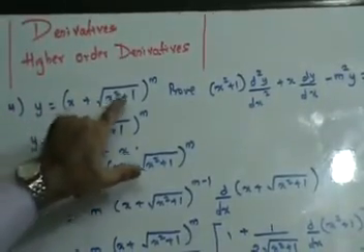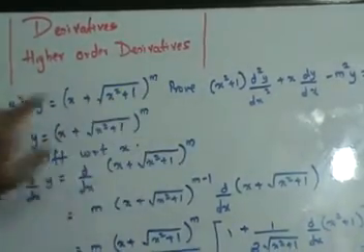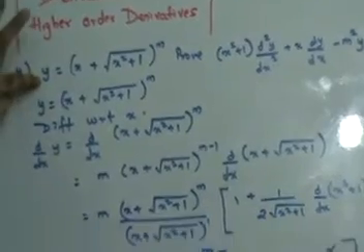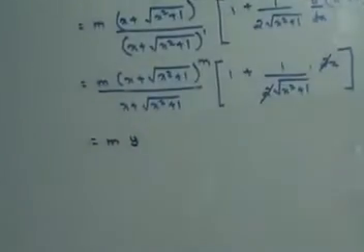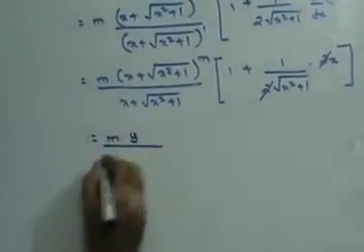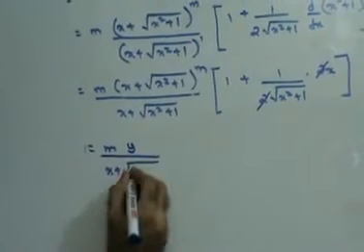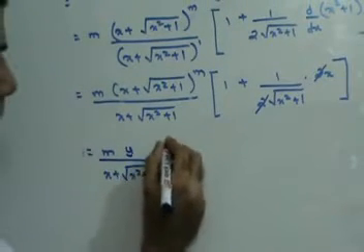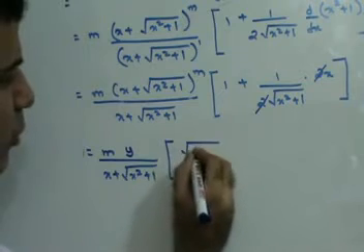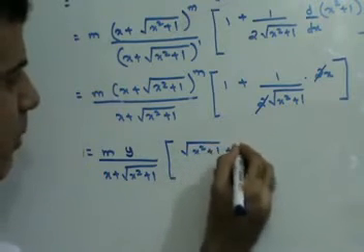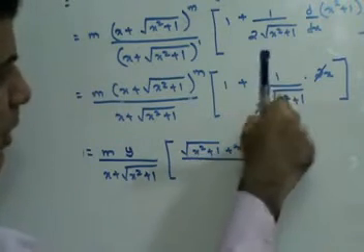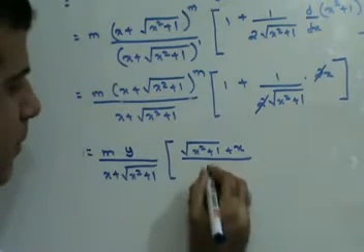From the question, x plus square root of x square plus 1 the whole raised to m can be substituted as y. So I'll get this as m y upon x plus square root of x square plus 1 is square root of x square plus 1 plus x. What did I do here, people? I took LCM.